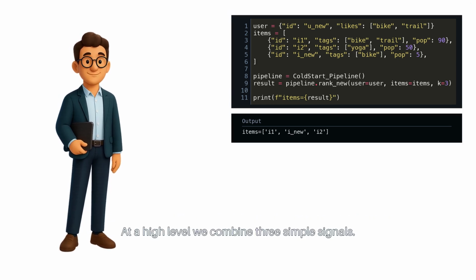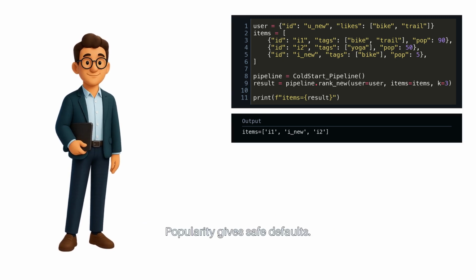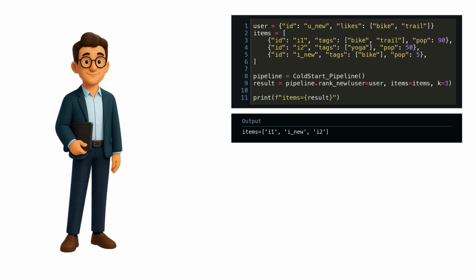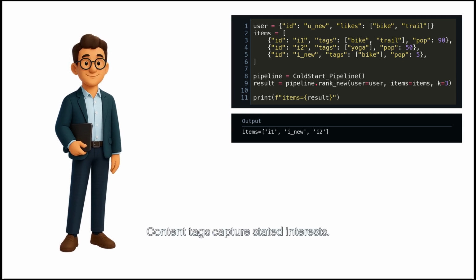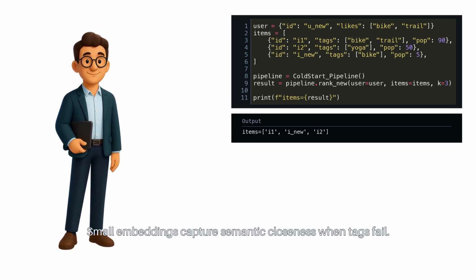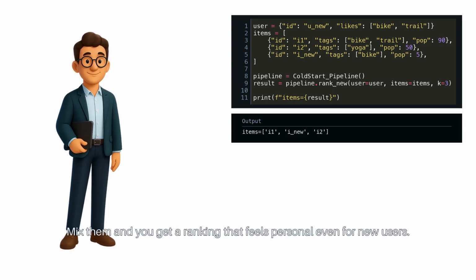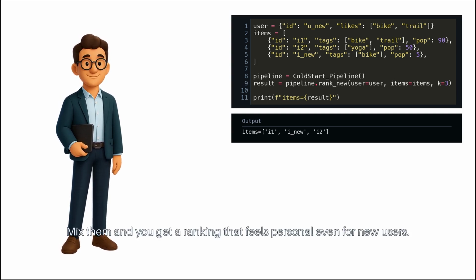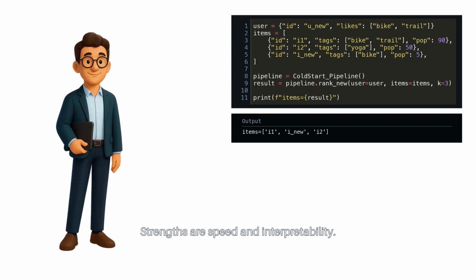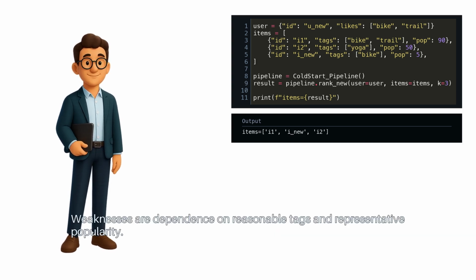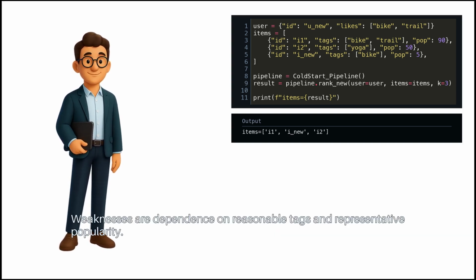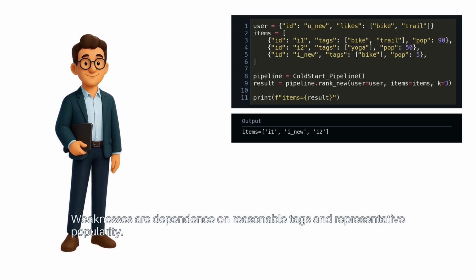At a high level, we combine three simple signals. Popularity gives safe defaults. Content tags capture stated interests. Small embeddings capture semantic closeness when tags fail. Mix them and you get a ranking that feels personal, even for new users. Strengths are speed and interpretability. Weaknesses are dependence on reasonable tags and representative popularity.